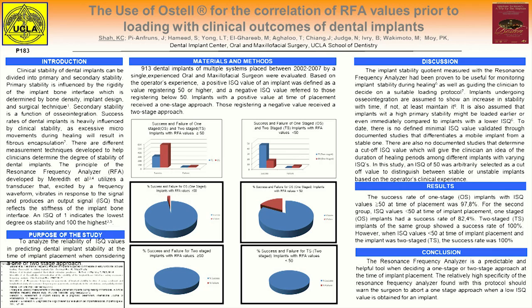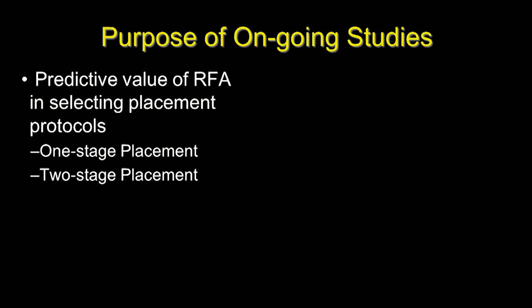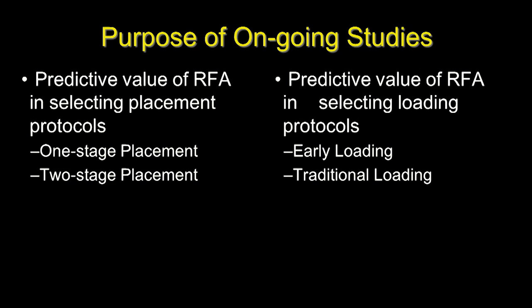Now, just 8 years ago, we presented our first result as far as the use of the Osstell unit to allow us to predict, hopefully, the long-term success of the implant that we just placed. And I know that there's a lot of verbiage on here, so the important thing really is to understand the predictive value of that resonance frequency analysis. And the predictive value of when we perform a one-stage placement, which is to place the implant and connect a transmucosal attachment or connector to that implant, versus two-staging, which is to bury the implant. We would also like to see the predictive value of RFA in selecting loading protocols.